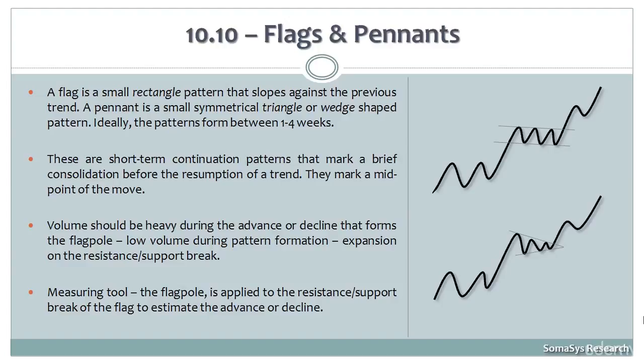Now a flagpole is the measuring tool and is the distance from the first resistance or support break to the high or low of the pattern. Now this length of the flagpole is applied to the resistance break or support break of the flag to estimate potential advance or decline. So let's now see how things look on a real chart.